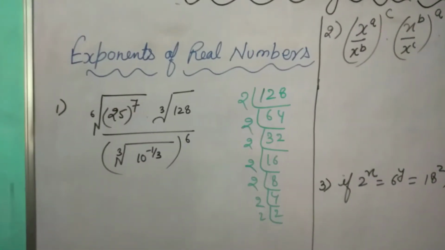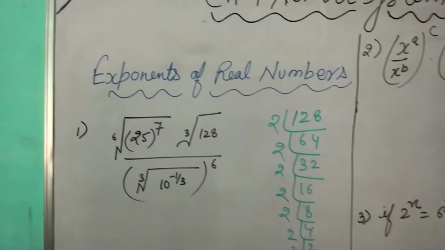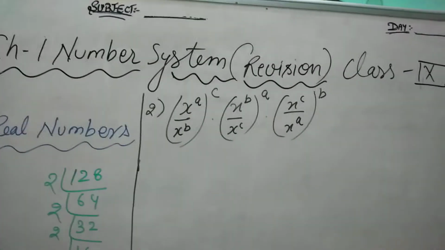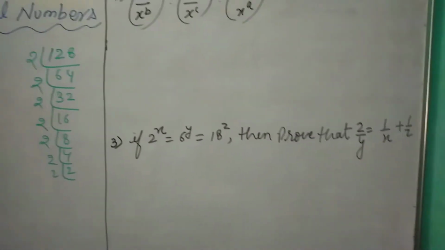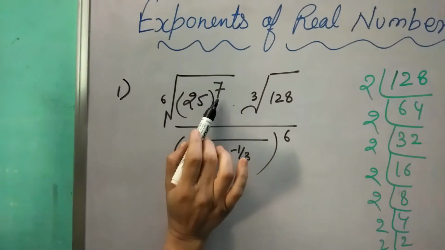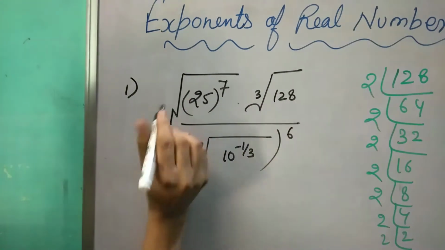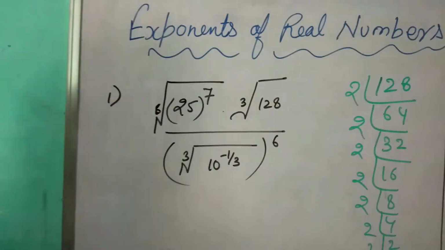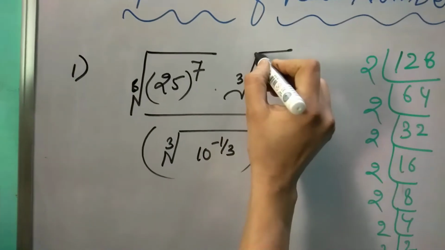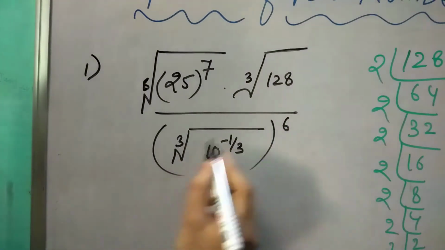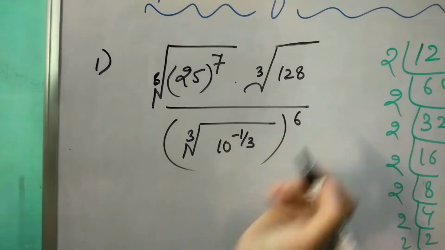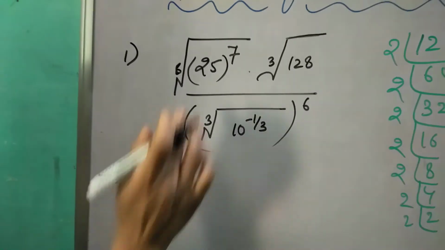Dear student, next topic we will take exponents of real numbers. Here we have some examples related to the exponent of real numbers, that is, (25^7)^(1/6) times (128)^(1/3) upon (10^(-1/3))^6 with the cube root. Now we will solve this question.